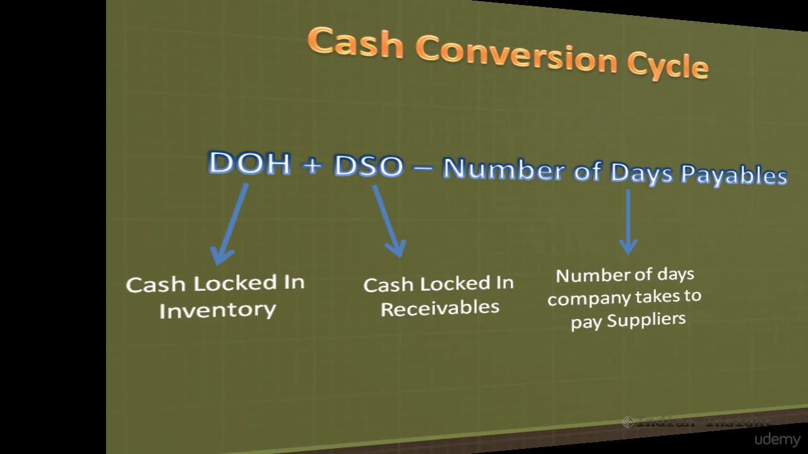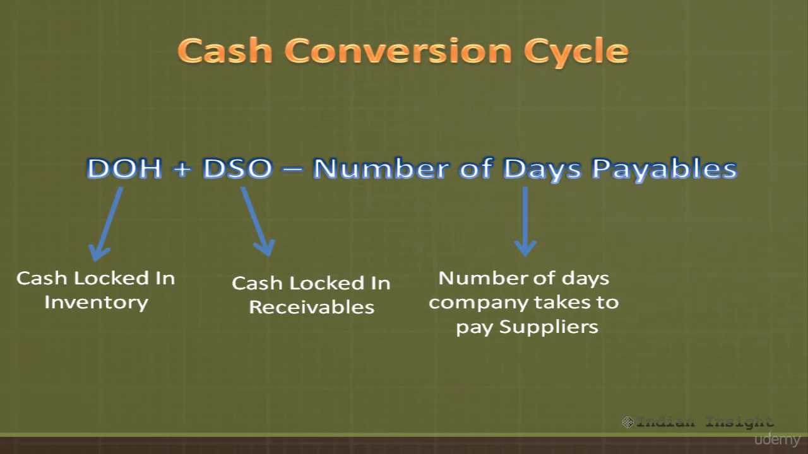Lastly, let's look at a liquidity measure known as the cash conversion cycle, also known as the net operating cycle. This number is calculated by adding DOH, which as you would remember is the number of days inventory is on hand, plus DSO, which is the days sales outstanding, and then subtracting the number of days of payables. The first term, DOH, represents the number of days inventory is on hand. So for this many days, cash is locked in inventory.